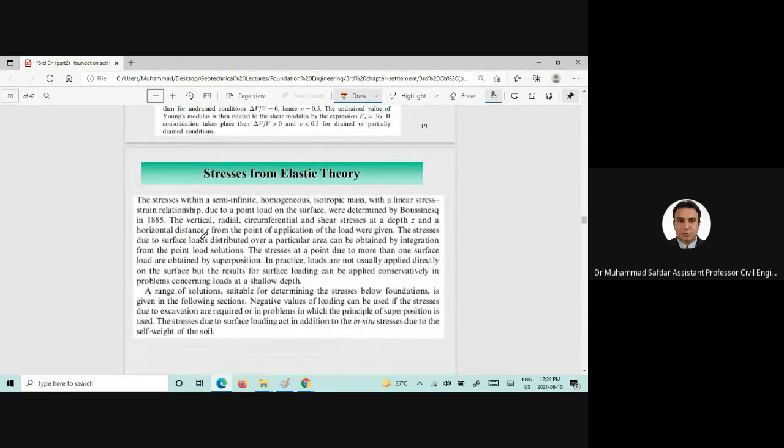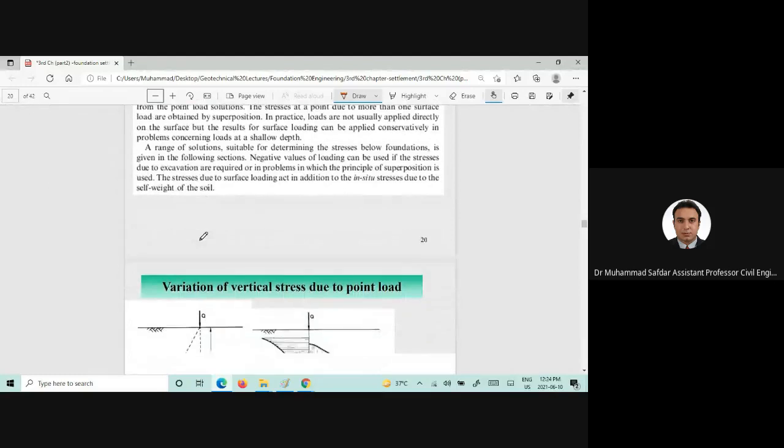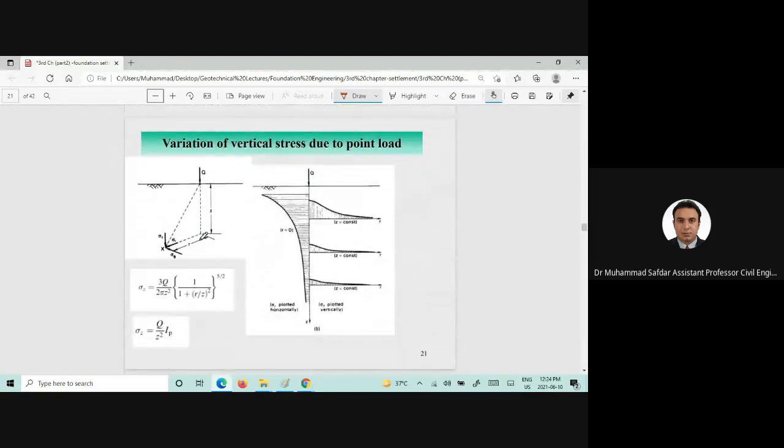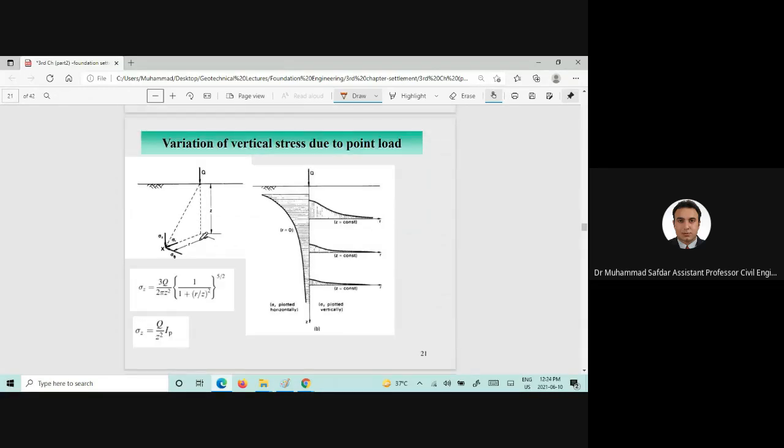Now, till this point, that was all about the modulus of elasticity: how we can find it, what the factors affecting the modulus of elasticity are, and what the lab and field tests are which will give us the modulus of elasticity.